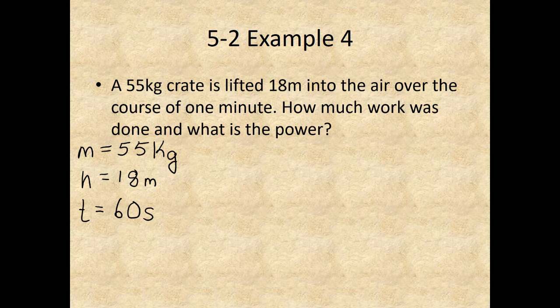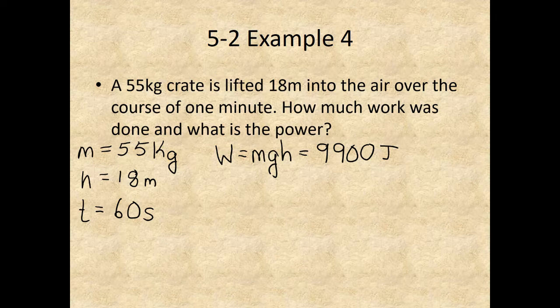There's 2 questions for us to answer here. The first one is, what is the work? We're moving vertically, so it's mass times gravity times height. 55 times 10 times 18 will give us 9,900 joules. I can speak clearly, I swear. And that gives us the amount of work done.